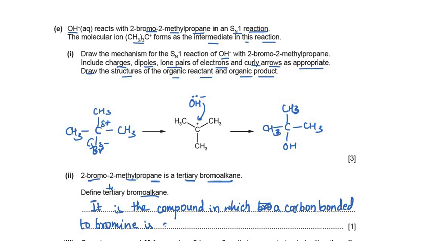is bonded to 3 other carbon atoms. Such a carbon atom which is bonded to 3 other carbon atoms and bonded to a functional group is called a tertiary compound. Here it's a bromo, so the carbon bonded to bromine is bonded to 3 other carbon atoms. Let's see what is the next question.